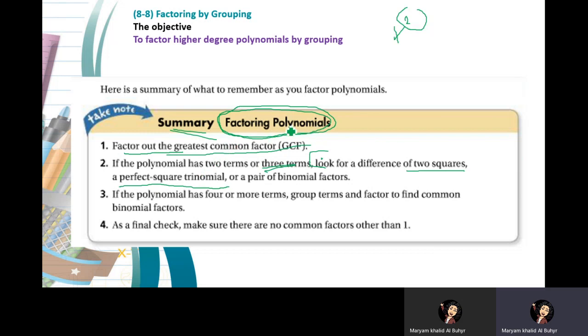If you have the greatest power more than 2, or the number of terms more than 3 and the powers more than 2, just think about grouping. Try to find the greatest common factor between all the terms that you have. If you don't have it between all of them, try to group them each 2 together. If the polynomial has 4 or more terms, group terms and factor to find the common binomial factors. As a final check, just make sure that there are no common factors other than 1. So this is just simple and easy. Just make sure that you practice them.